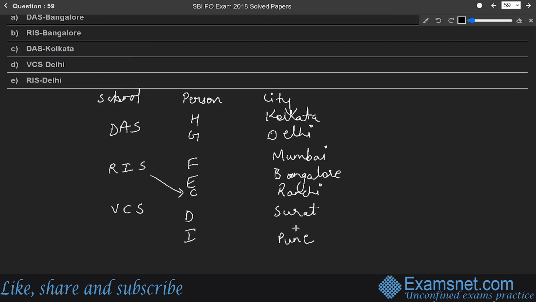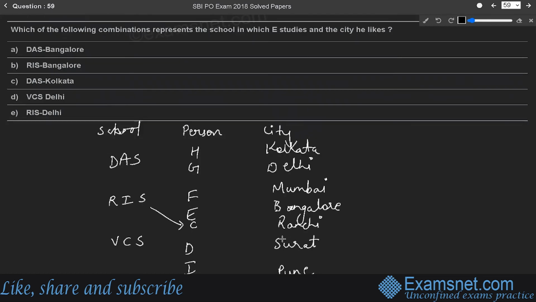Now, the first part of this question is which of the following combinations represent the school in which E studies and the city he likes. You can clearly see from the table that E likes Bangalore and E studies in RIS. So the correct option here will be option number B, which is RIS and Bangalore.